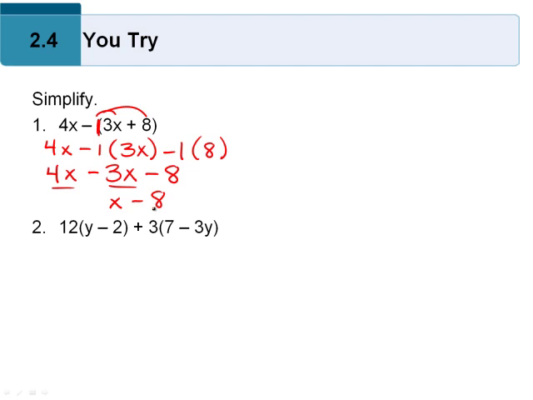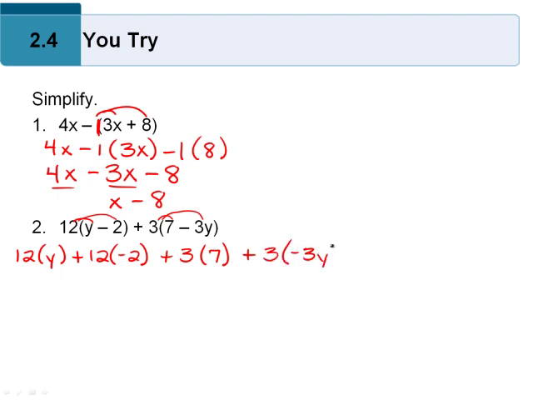Alright, number 2, we have two sets of parentheses, so we're going to have to distribute 2 times. We're going to take the 12 times the y and the negative 2, and 3 times the 7 and the negative 3y. So let's write that out. 12 times y, and then a positive 12 times negative 2. So that takes care of the first parentheses. Then we come over here, we have positive 3 times 7 and positive 3 times negative 3y. So we're going to do all that multiplication.